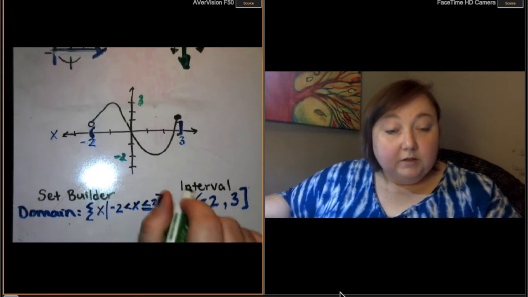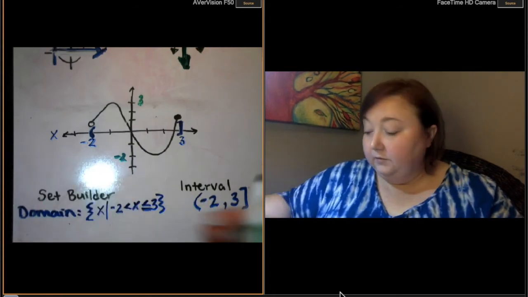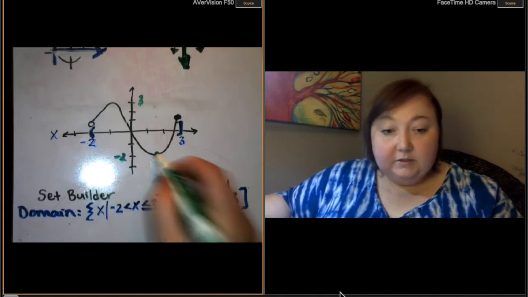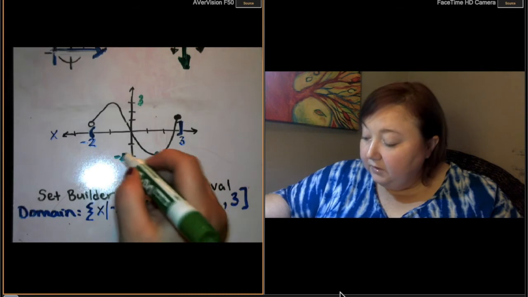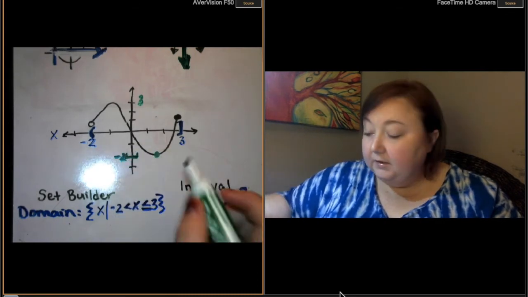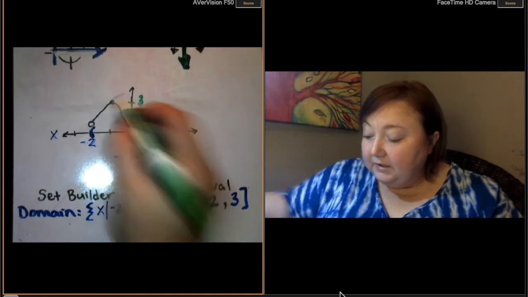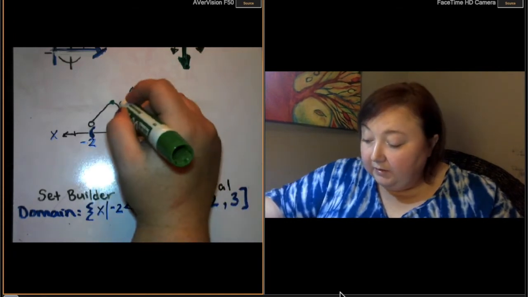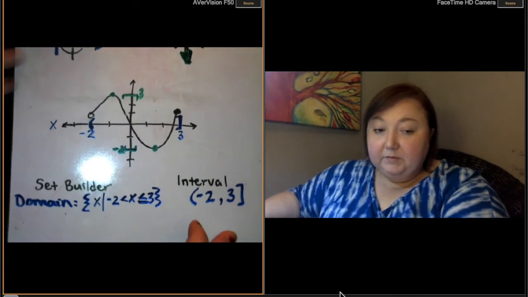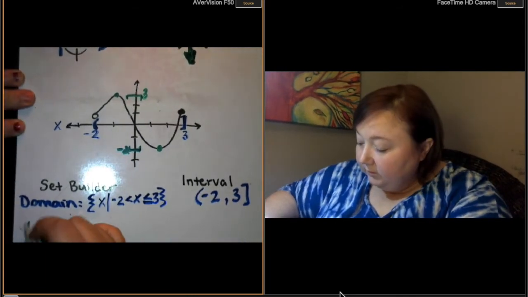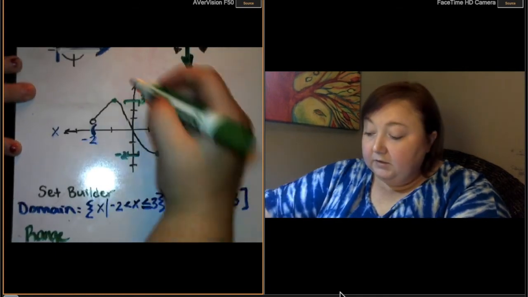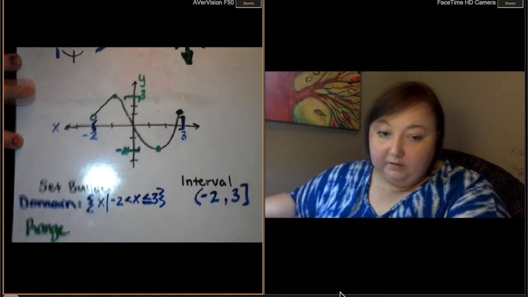So now we're going to talk about, are they included or not included? -2, there is an actual point there that's going to give us an output of -2. So that's going to be a bracket, because it's included. There is a point here that has an output of 3, so again, that's going to be a bracket, it's included. So in set builder notation, looking at our range, our range is our y values.